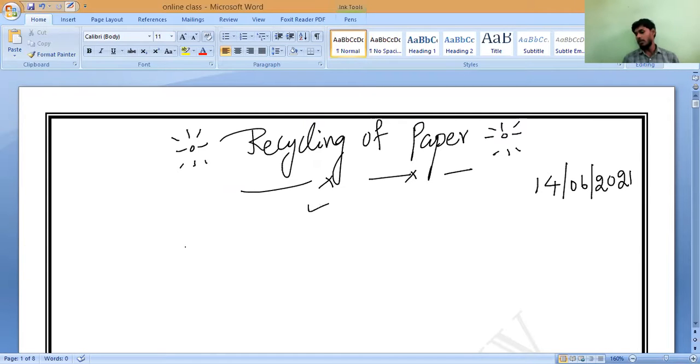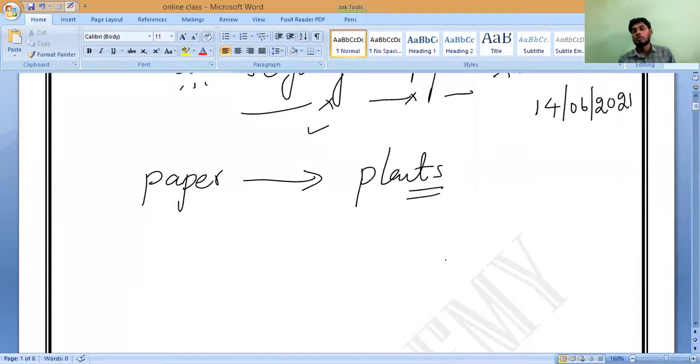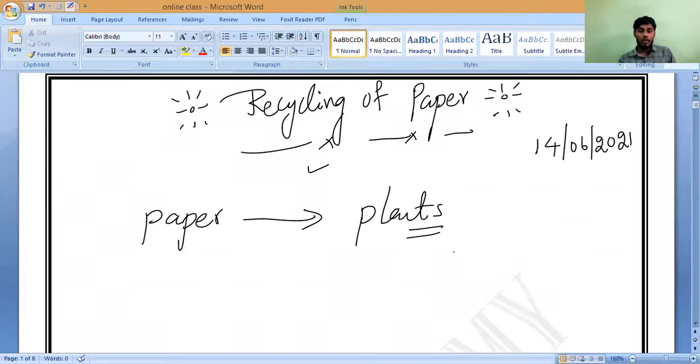As we know, what we are using in our everyday life for writing something, data or something, is called paper, correct? So this paper is produced from where? Paper is produced from plants only, correct or not? Yes. So that is why we have to learn recycling of paper, because to produce a huge amount of paper, we people are killing millions of trees every year.